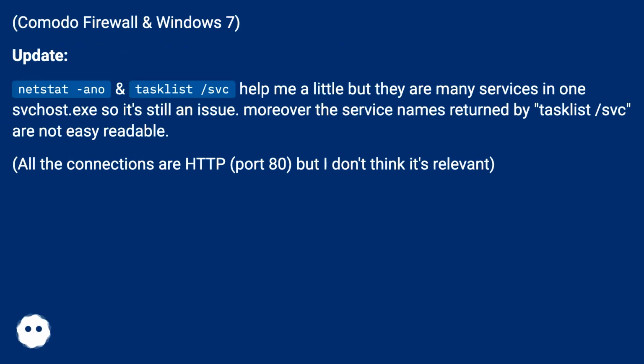Update: netstat -ano and tasklist /svc help me a little, but there are many services in one Svchost.exe, so it's still an issue. Moreover, the service names returned by tasklist /svc are not easily readable. All the connections are HTTP, port 80, but I don't think it's relevant.